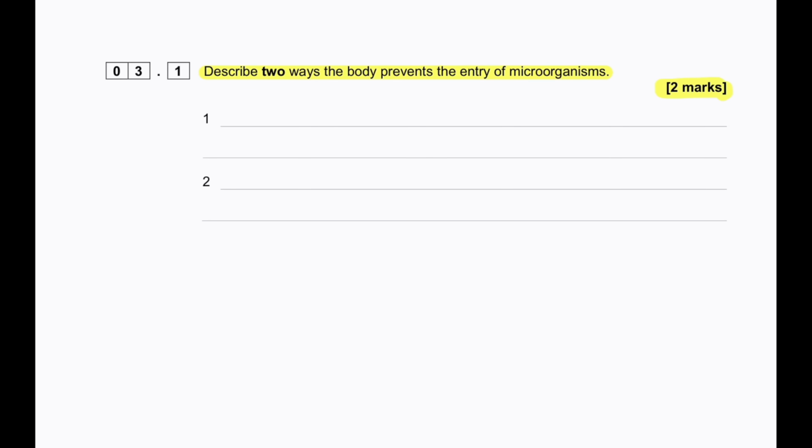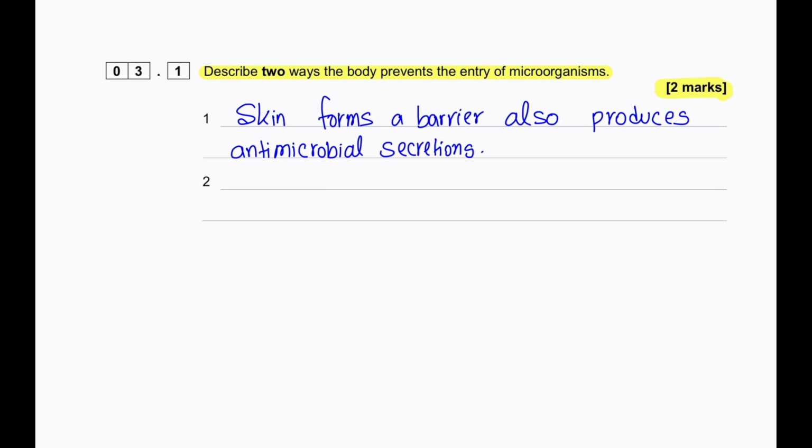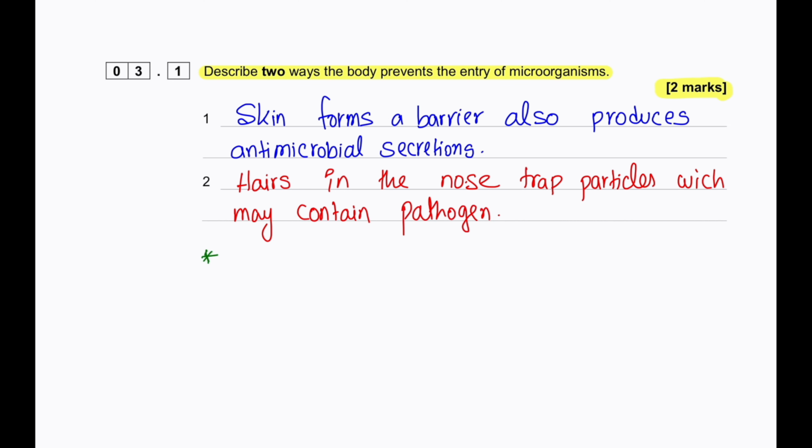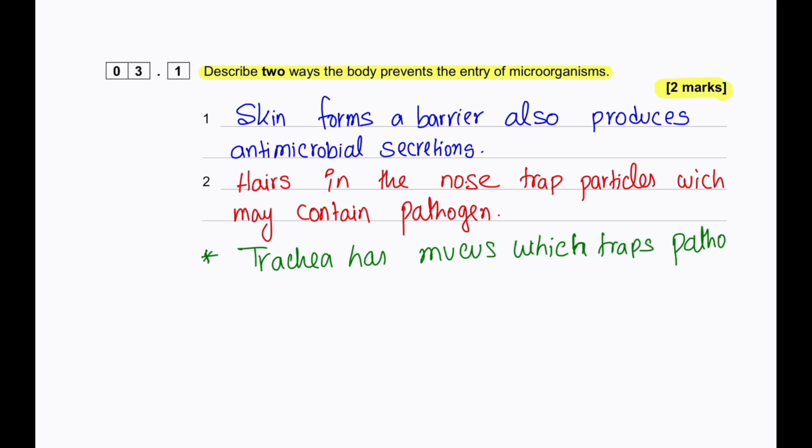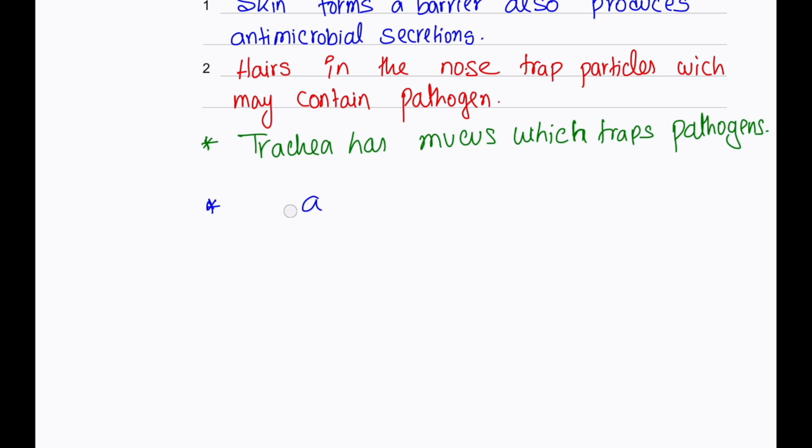First of all, the skin forms a barrier, which also produces antimicrobial secretions, which prevents bacteria from entering our body. Our hair in the nose traps particles which may contain pathogens. Our trachea or bronchi has mucus which traps pathogens, and it also contains enzymes that kill the pathogens. We have acid in our stomach that kills pathogens in food as well.